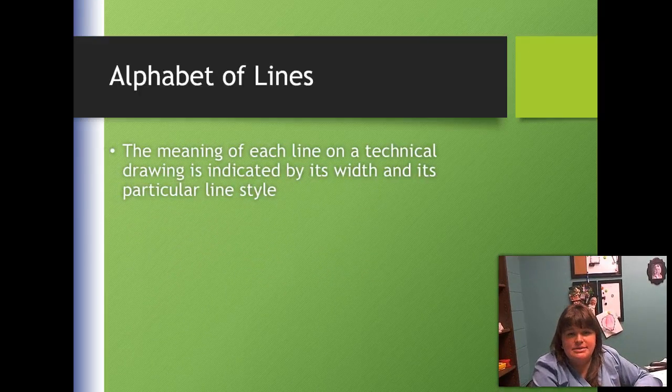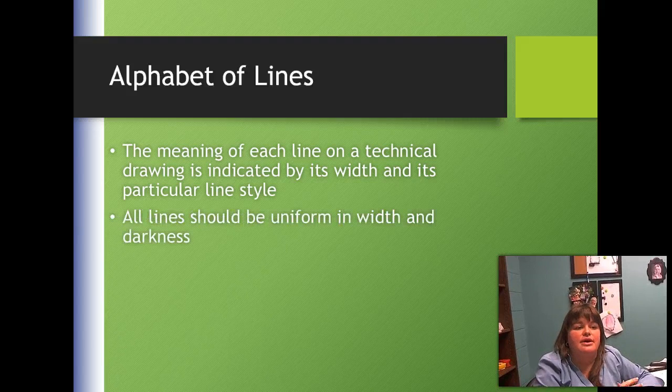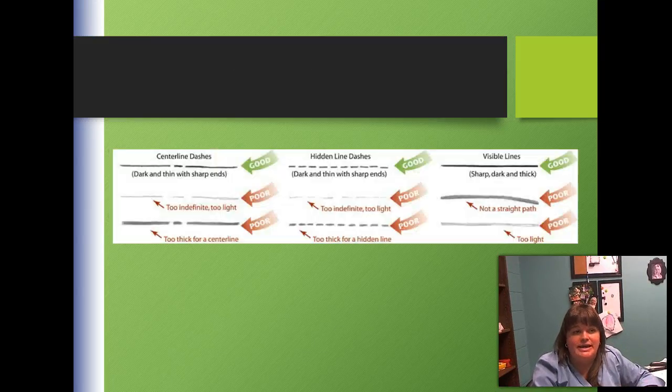So next thing we'll talk about is called the alphabet of lines. Basically, you're going to see lots of different lines on paper, and each one means something different based on its width and the particular line style that lines have. Usually, all of our lines are going to be uniform in width and darkness. So this comes into play when you use that pen and you start creating these lines. It makes a difference how hard you push, because the harder you push, the darker the lines are. The harder you push, the wider the lines are. So this is where a little bit of an artistic side comes in to be a good hand drafter.